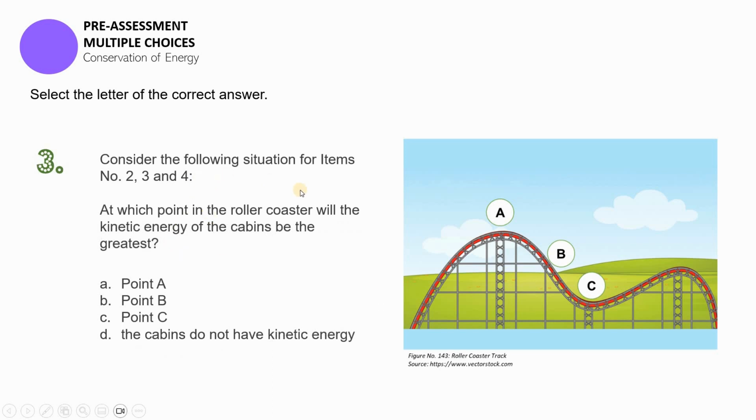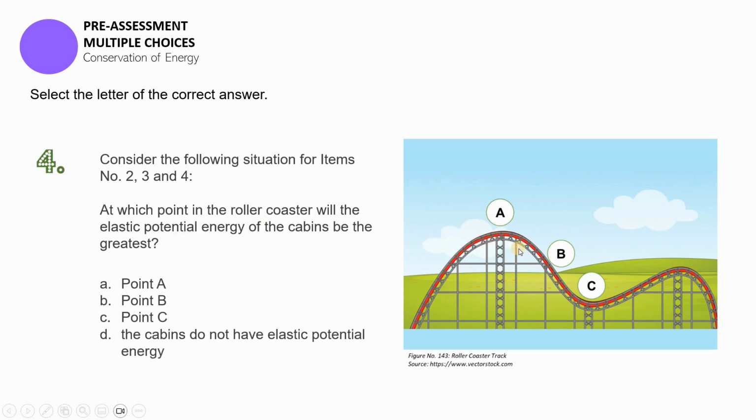Consider the following situation. At which point in the roller coaster will the kinetic energy of the cabins be the greatest? A. Point A. B. Point B. C. Point C. Or D. The cabins do not have kinetic energy. Pause this video if you need more time. If you are through, let us now proceed to the next item.